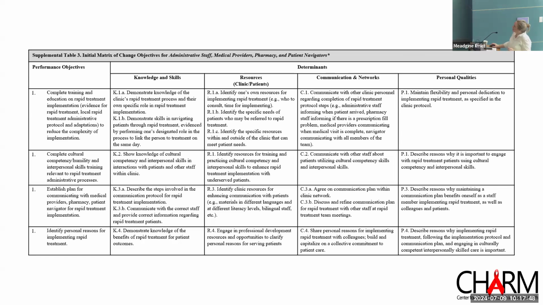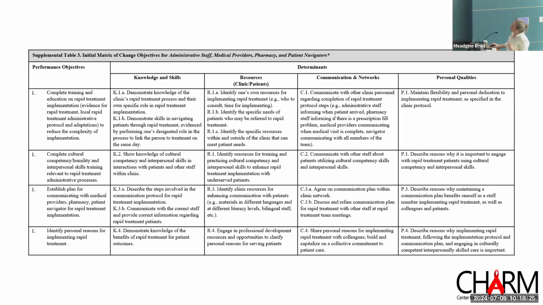Their first performance objective was that they needed to complete training and education on rapid treatment implementation to reduce the complexity of the intervention for themselves. And so the determinant was knowledge and skills, which might affect their completion of this. What we want to see change is that the role, through doing this, demonstrates their knowledge of the clinic's rapid treatment process and also of what their own specific role is in implementation. Often you only need one change objective, but I guess I went overboard and included two.